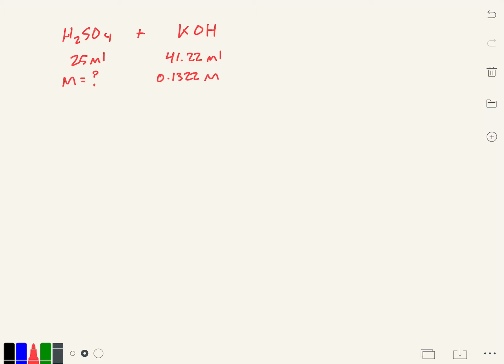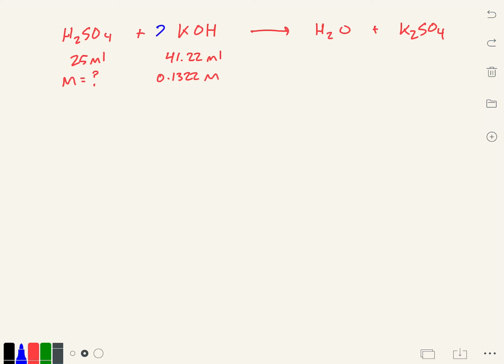So you can compare the volumes here, right? 25 mils of H2SO4, but it took nearly 41 mils of KOH to neutralize it. So the question is, what's the concentration of the H2SO4? We need an equation. We know that we're going to get a water, and we know that we're going to get a salt. K and SO4 make K2SO4. K2 means that we need 2 Ks, and over here we only have 1, so I'm going to put a 2 in front.